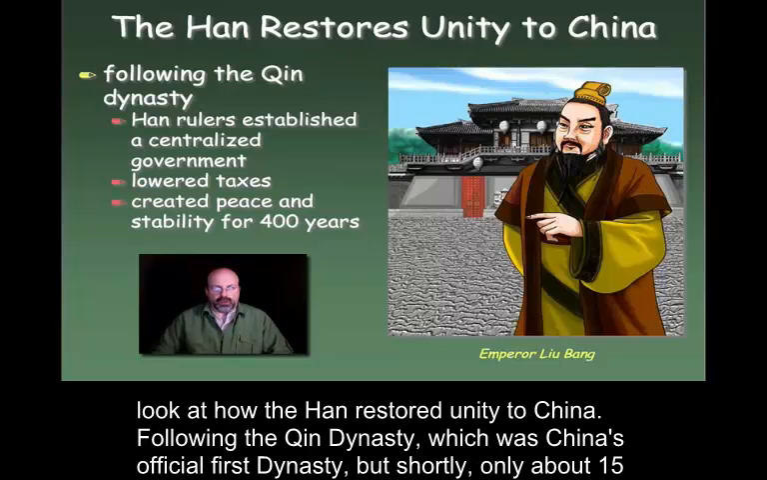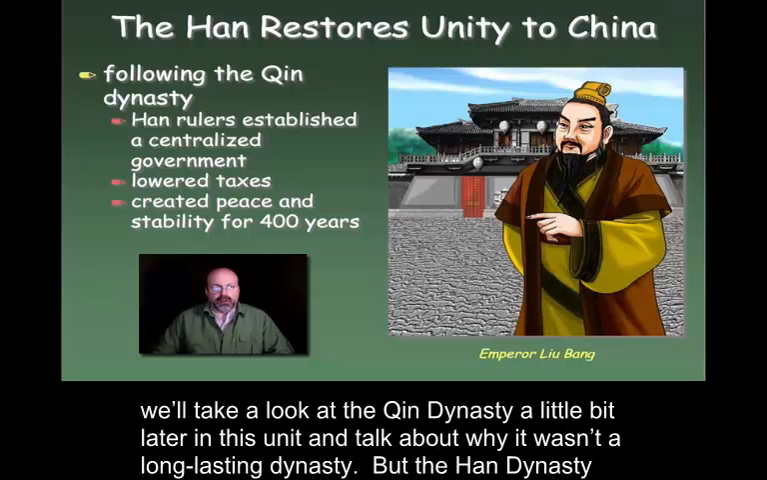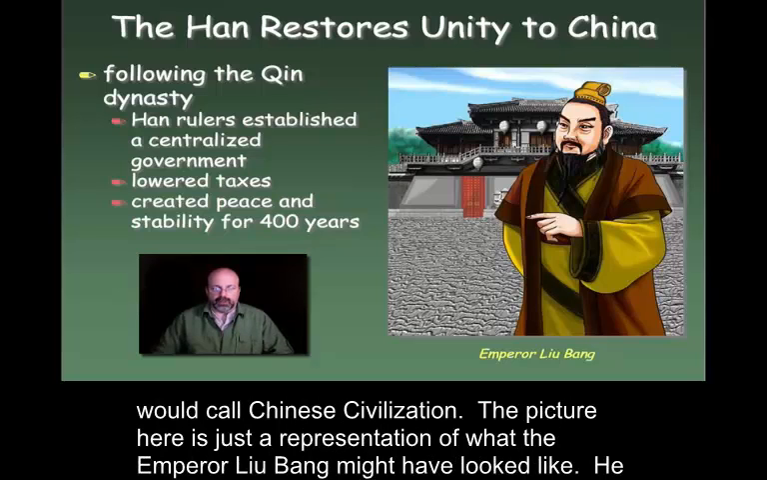Following the Qin dynasty, which was China's official first dynasty but its most short-lived, only about 15 years, the Han rulers established a centralized government, they lowered taxes, and they created peace and stability for about 400 years. Now, we'll take a look at the Qin dynasty a little bit later in this unit and talk about why it wasn't a long-lasting dynasty. But the Han dynasty was one of China's longest-lasting dynasties and is the dynasty that most people in China look back to as the sort of founding of what we would call Chinese civilization.